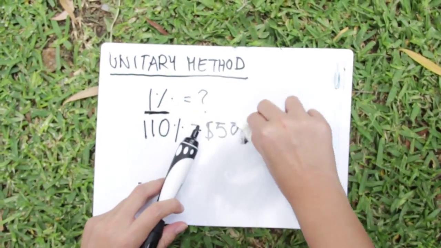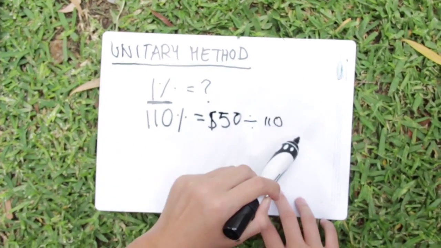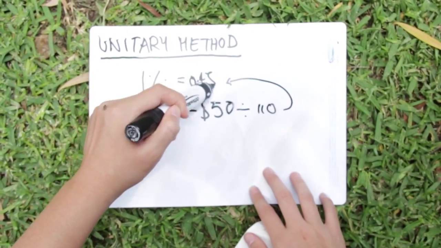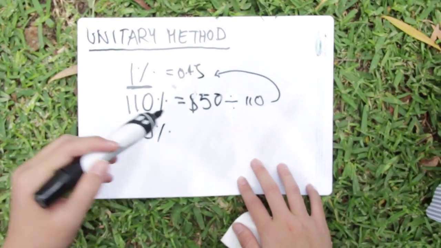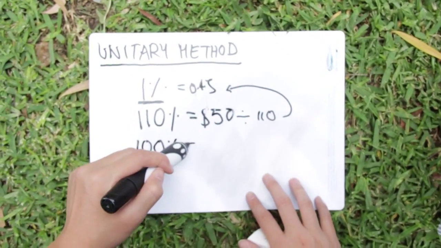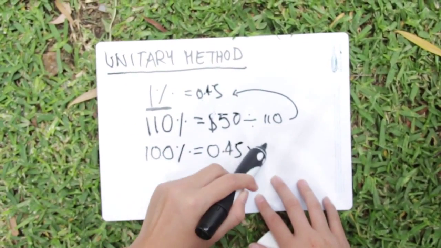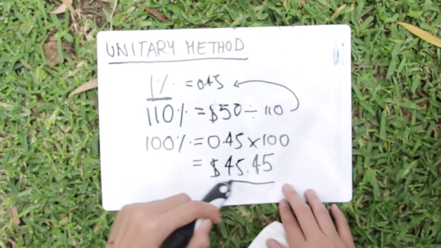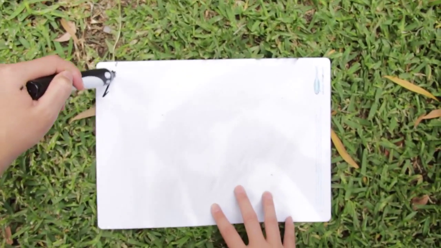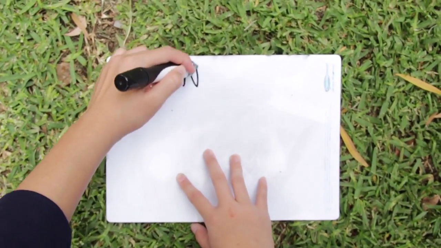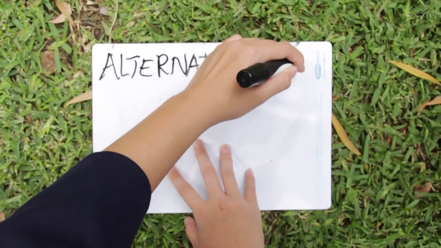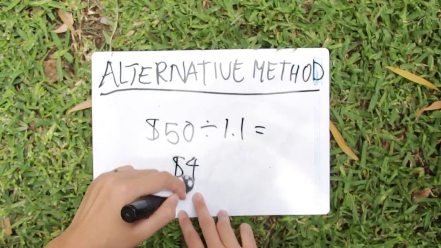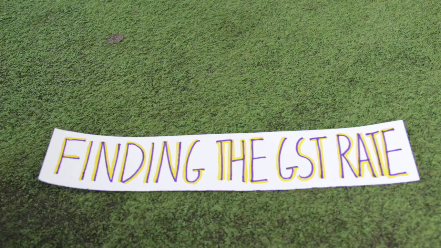To find 1%, you would need to divide $50 by 110, which would give you the answer of approximately 0.45. Then you would need to find 100%, which is the original cost. So you would do 0.45 multiplied by 100, which would give you approximately $45.45. Using the alternative method, you would need to divide 50 by 1.1, giving the same answer.